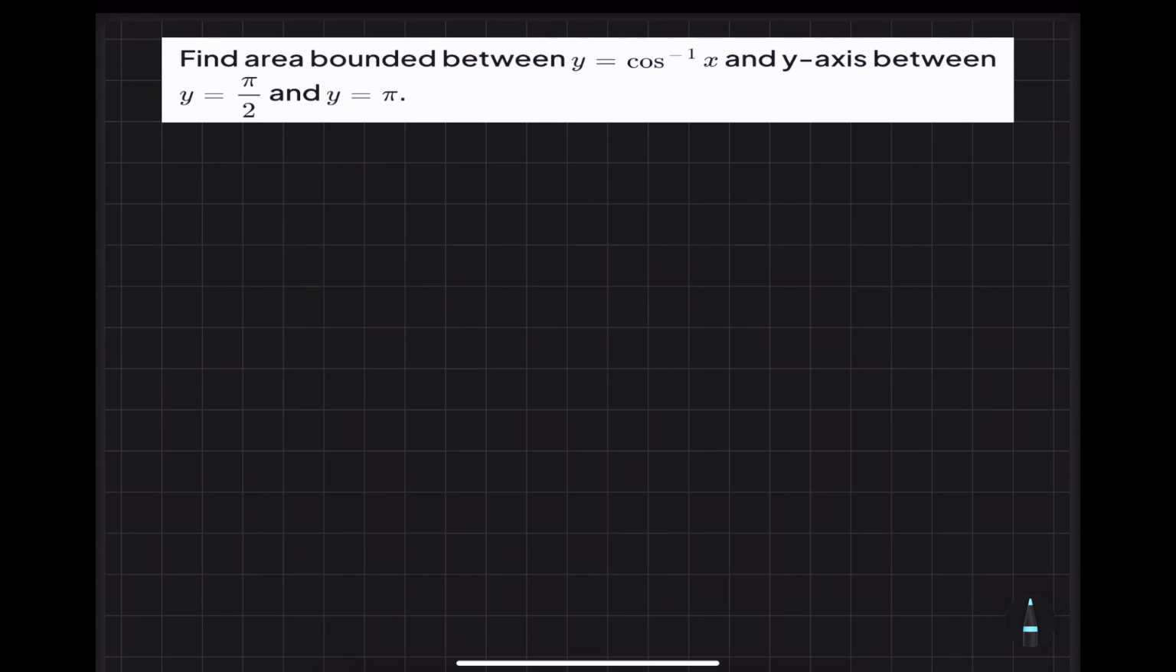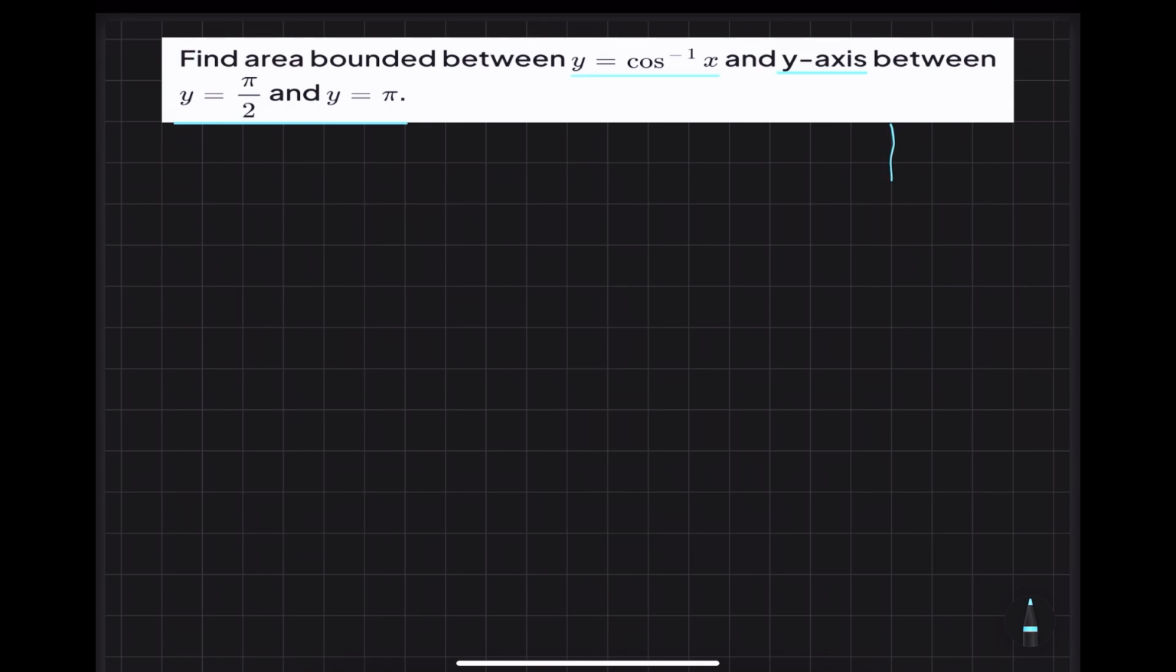So, we got a wholesome new problem in which we have to find the area bounded between y equals cos inverse x and the y-axis, between y equals this and this. First we will focus on graph tracing and then we will proceed.